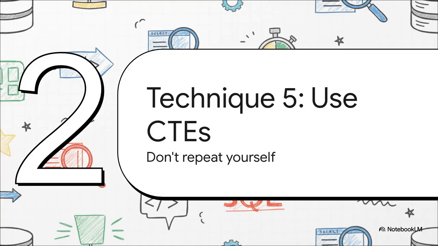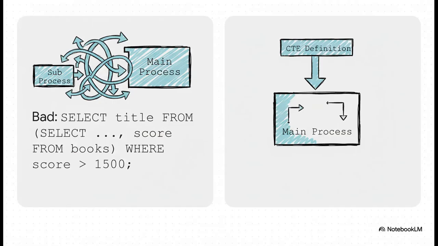All right, let's bring it home with our final technique, using CTEs, or common table expressions. Now, don't let the names scare you. They're basically just temporary, named result sets that you can reference within a bigger query. They are a fantastic tool for cleaning up your code and stopping the database from doing the same work over and over. So on the left, we've got a subquery.